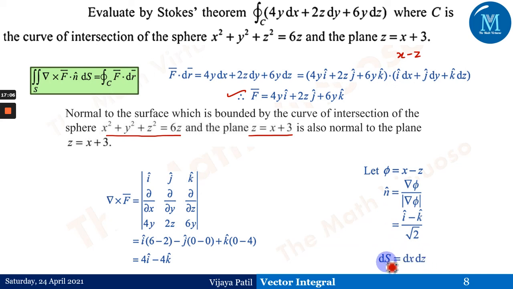Normally we have ds as dx dy, as in the last question also it was dx dy, because the curve was lying in the x and y plane. But here in this particular case the curve lies between x and z, therefore the corresponding ds will change to dx dz.